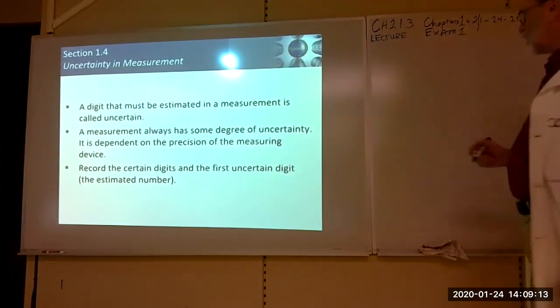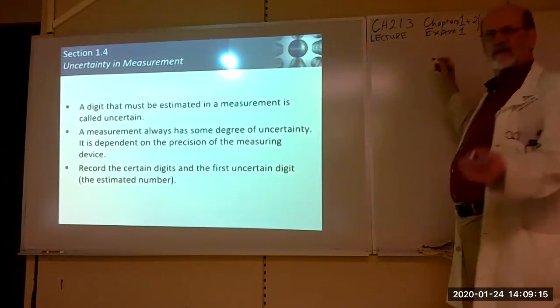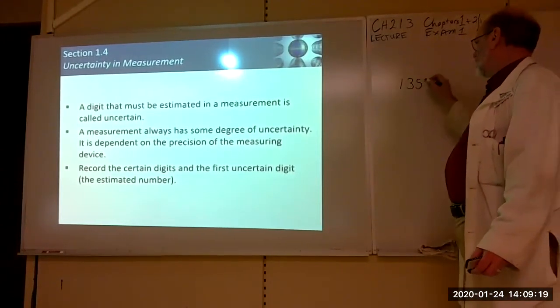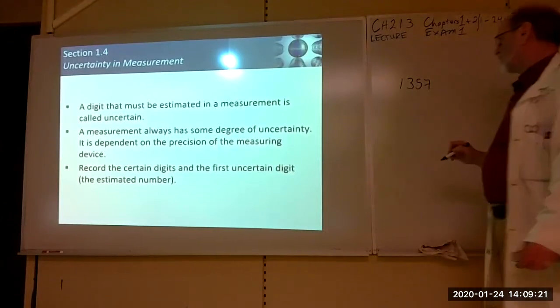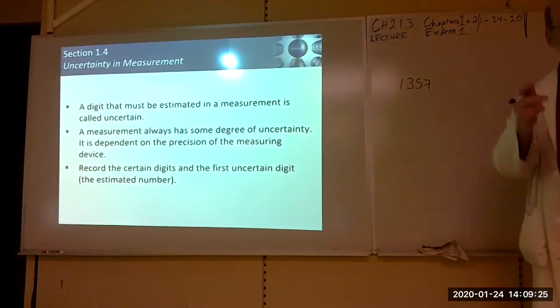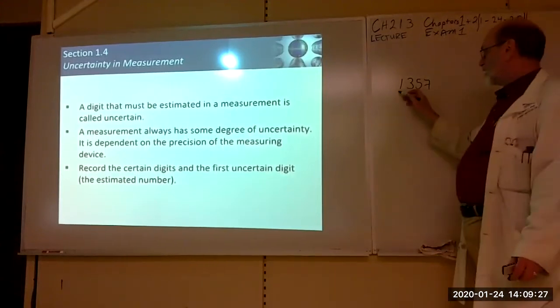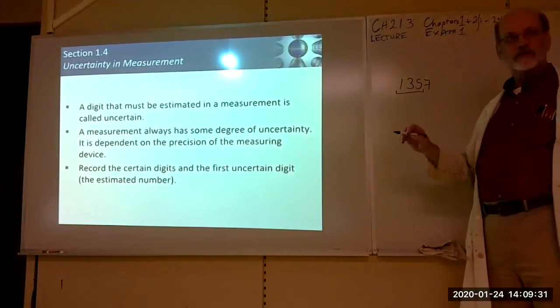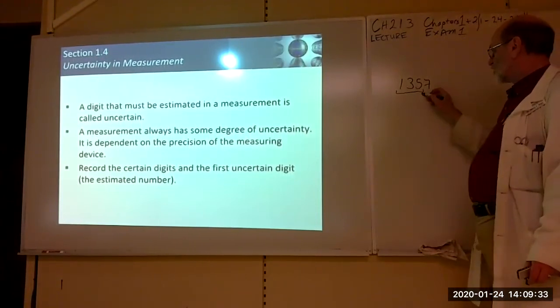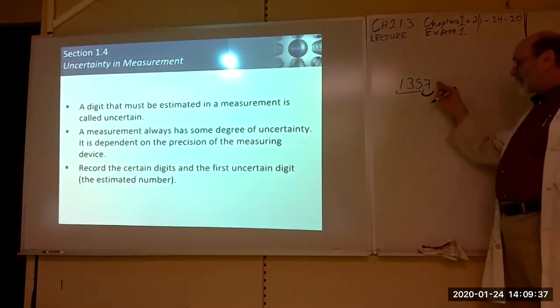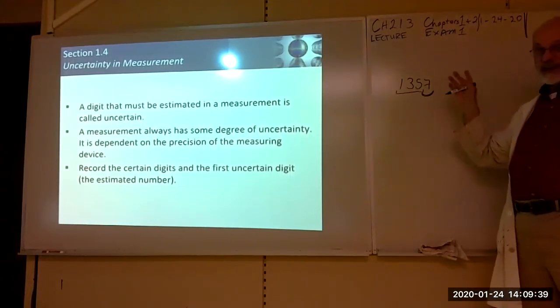Right? So if I make a measurement, it doesn't matter about the units right now. If I make a measurement like this, and I present that to another scientist, they automatically know these are the certain numbers. There's no doubt about those. This is the uncertain digit right there. I think that's what it is, but it may not be.